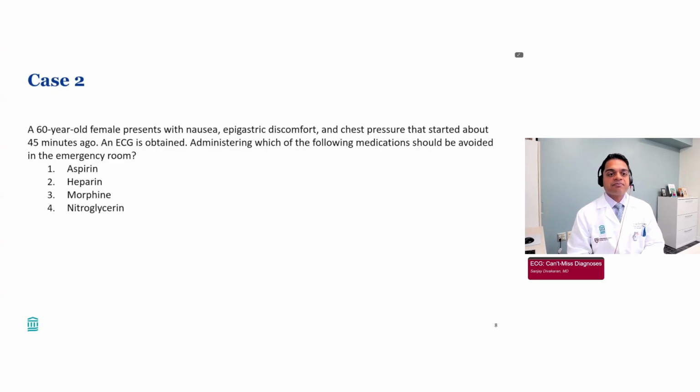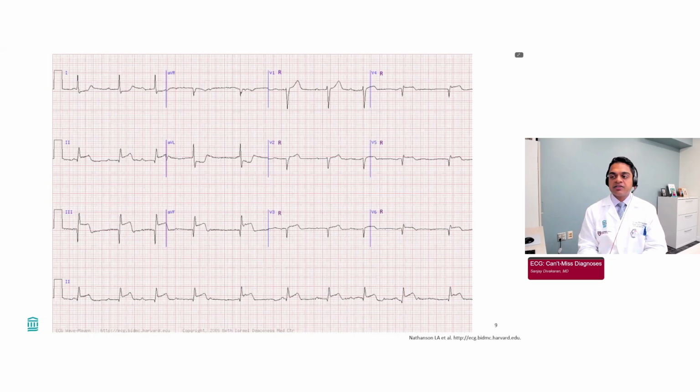All right, case two. A 60-year-old female presents with nausea, epigastric discomfort, and chest pressure that started about 45 minutes ago. An ECG is obtained. Administering which of the following medications should be avoided in the emergency room? One, aspirin. Two, heparin. Three, morphine. Or four, nitroglycerin. And here's the tracing.